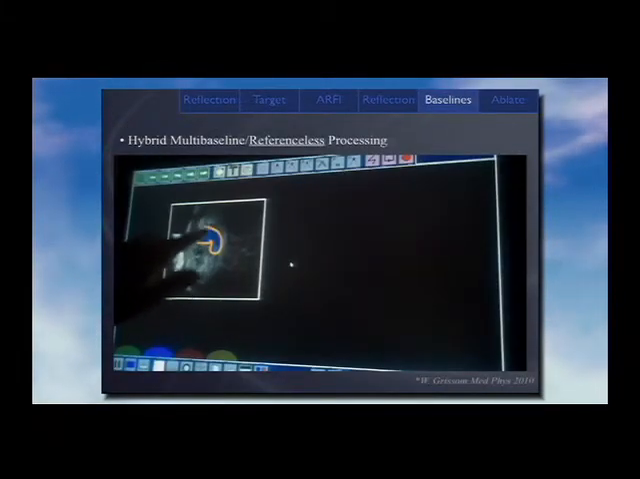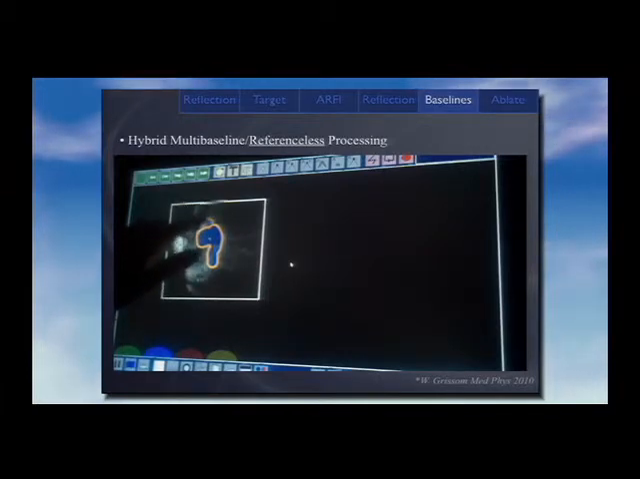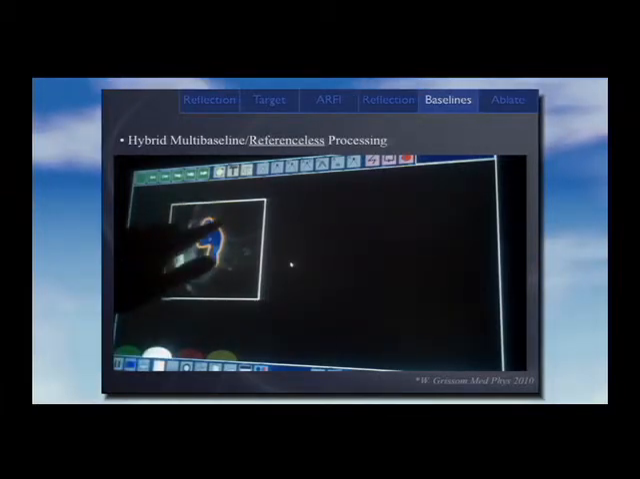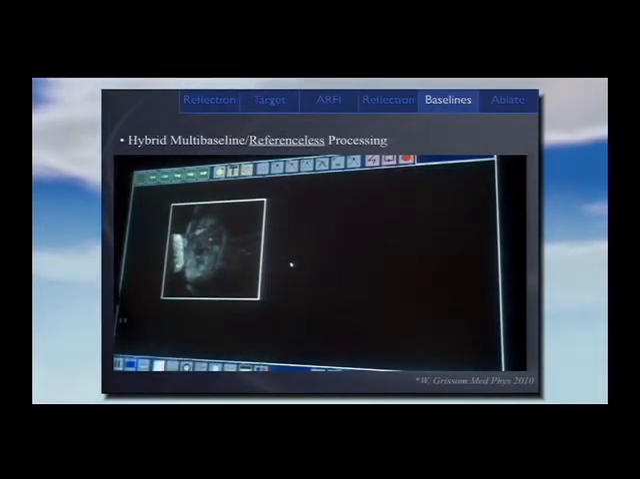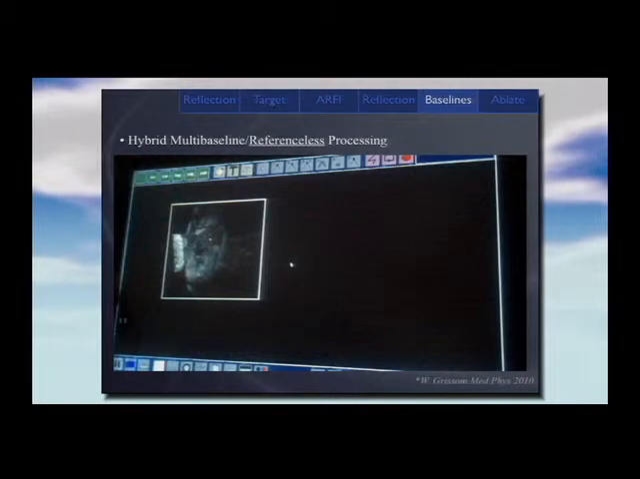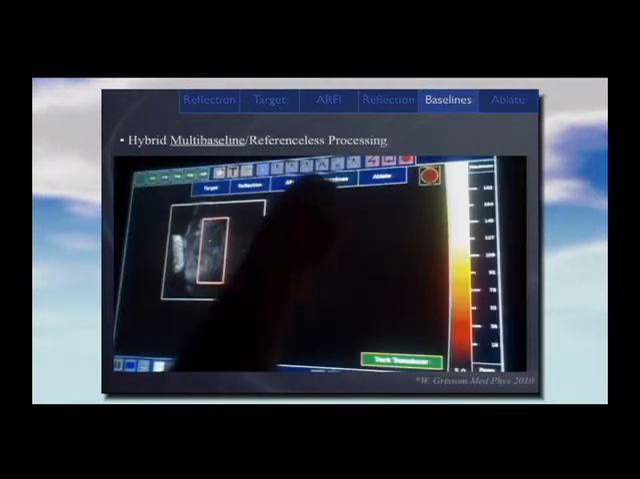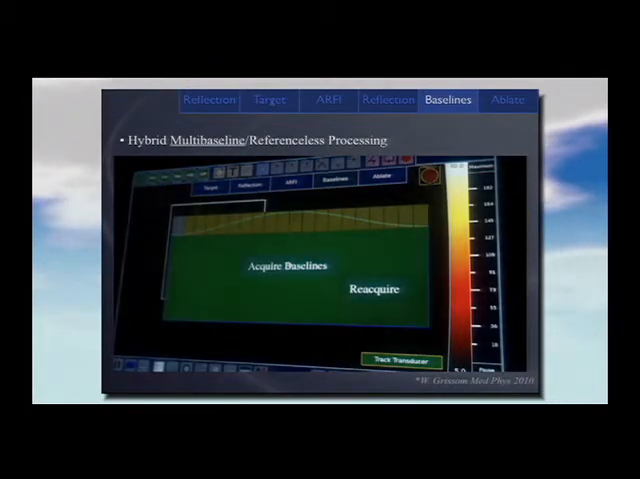At this point, we need to collect some baseline data. So we use the hybrid multi-baseline referenceless processing algorithm. At this point, what you see in the movie is choosing the frame region of interest, or the area over which we do the referenceless portion of the processing. And so we chose a nice area there in the liver, and it was very interactive. At that point, we now move on to collecting our multiple baselines.